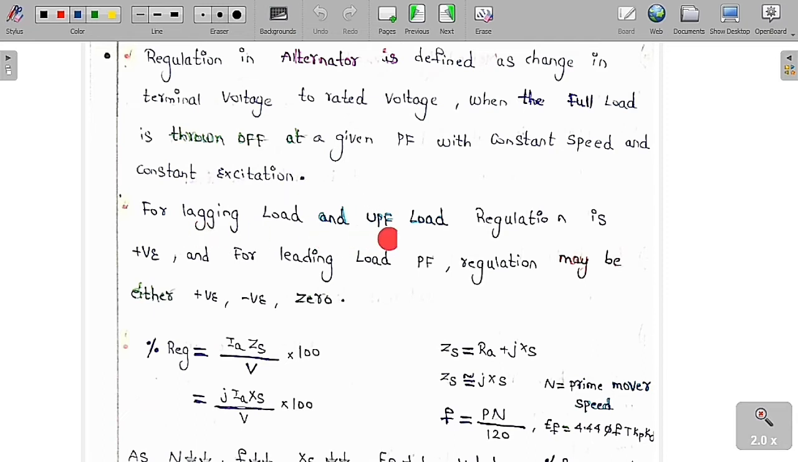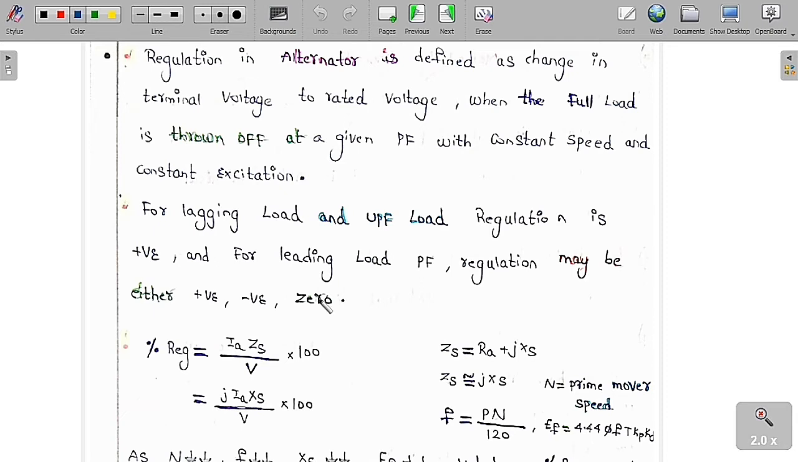For lagging load and UPF load, regulation is always positive, and for leading load power factor, regulation may be positive, negative or zero. I have already told you, for lagging load the voltage regulation is always positive, whereas for leading load the voltage regulation can be positive, negative, or zero. Whereas for unity power factor, the voltage regulation is always positive. These things I have already told you.